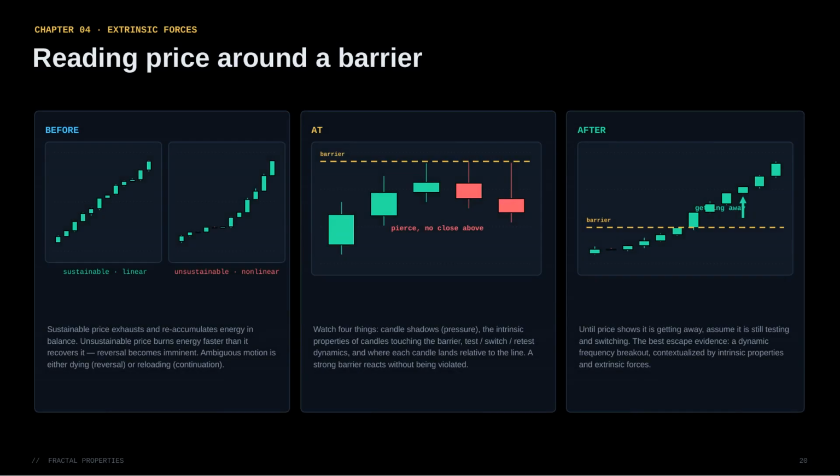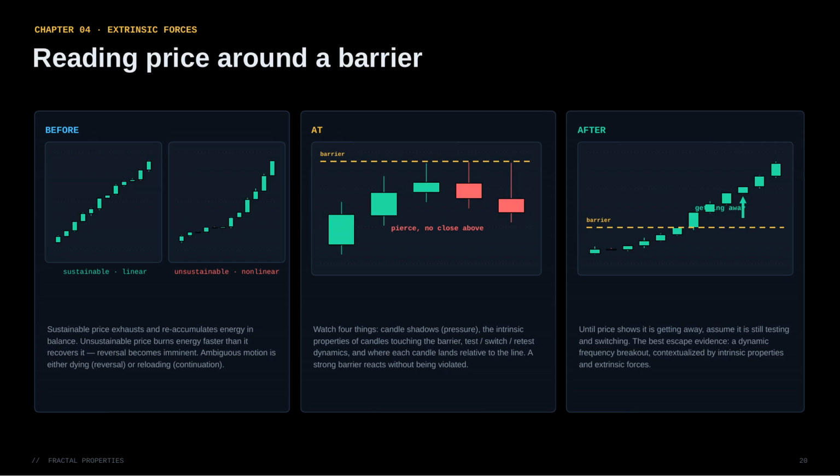A barrier is read in 3 acts. Before, is the approach sustainable, linear motion, energy exhausted and recovered in balance, or unsustainable, burning energy faster than it can reload? Unsustainable approaches make reversals imminent.